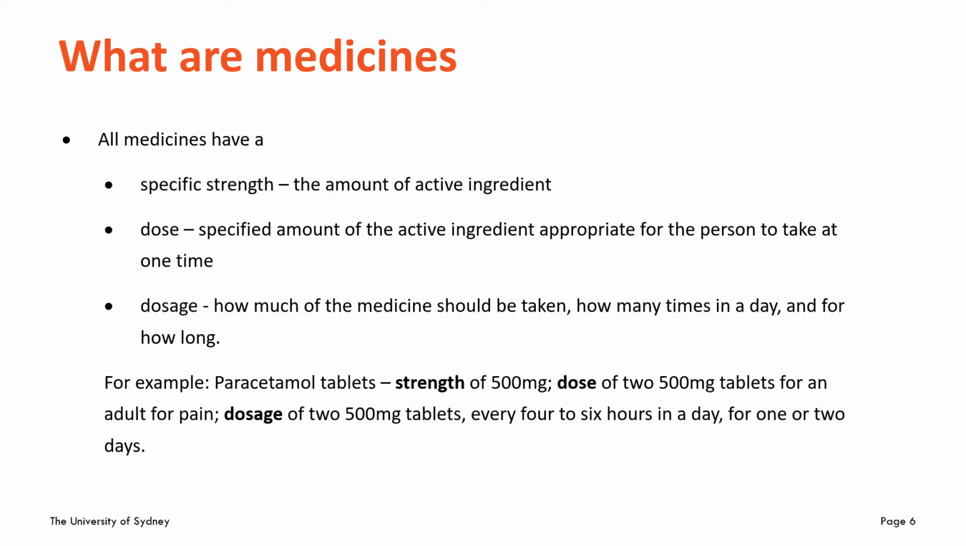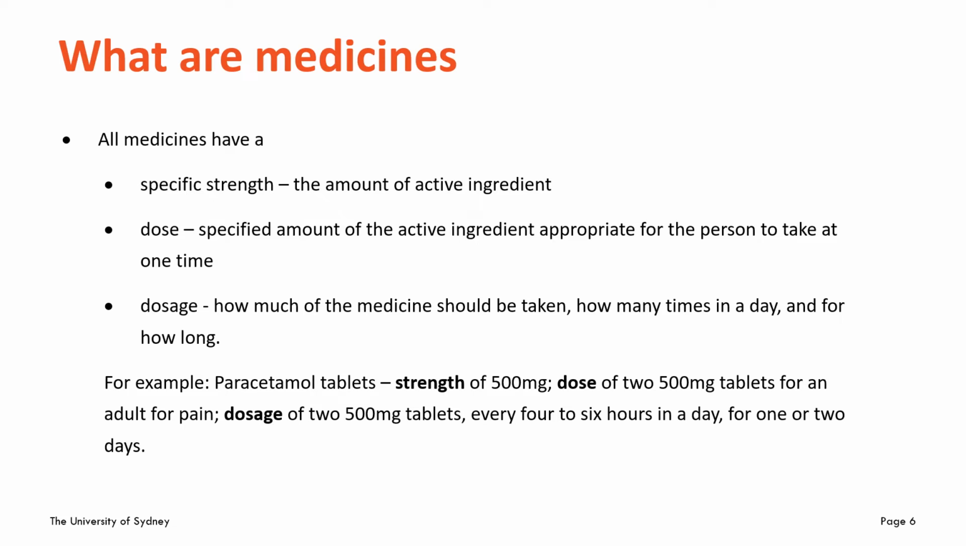Now, medicines have specific strengths, and the strength refers to the amount of the active ingredient, while the dose is the amount of active ingredient that's appropriate for the person to take at any one time. And the dosage is how much of the medicine should be taken, how many times in a day, and for how long. So there's this difference to note around strength, dose, and dosage.